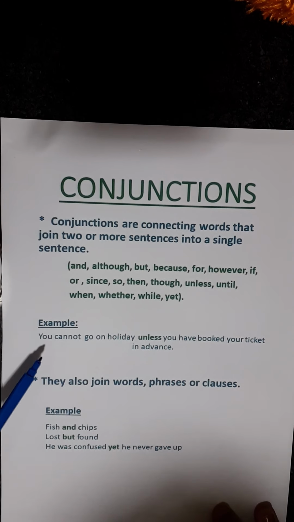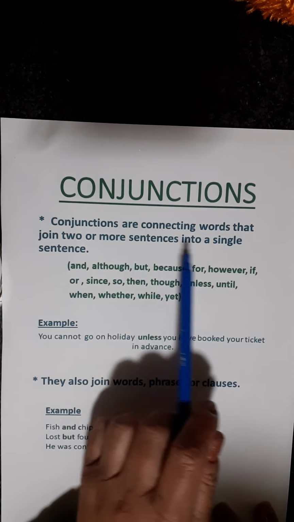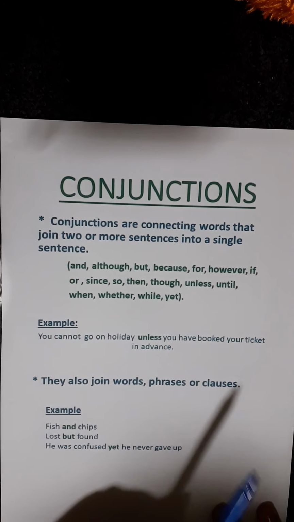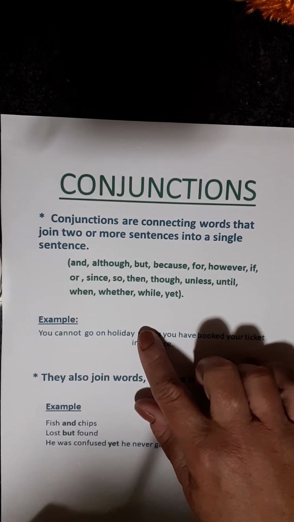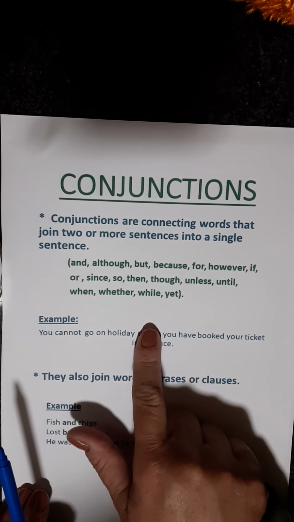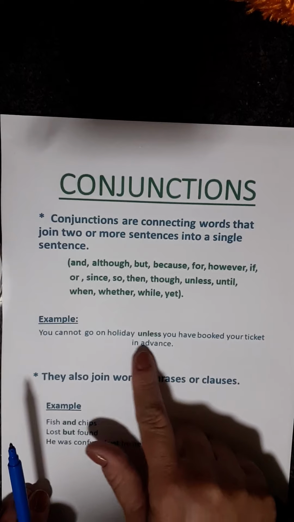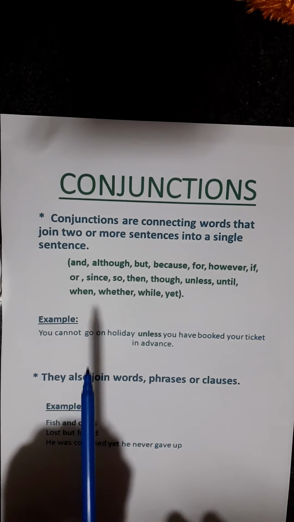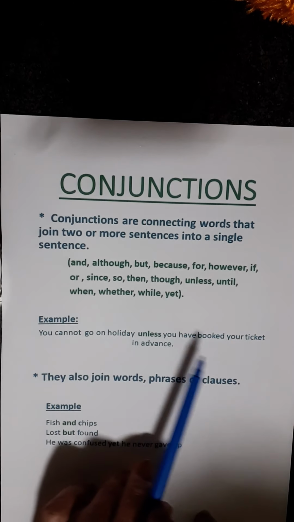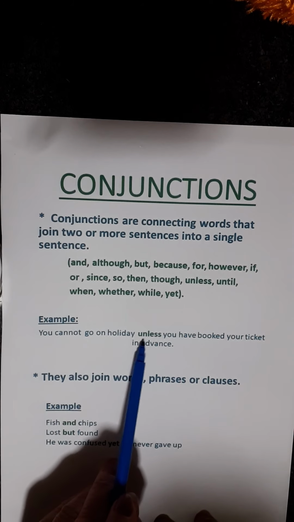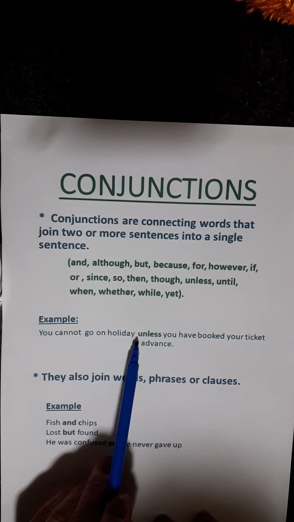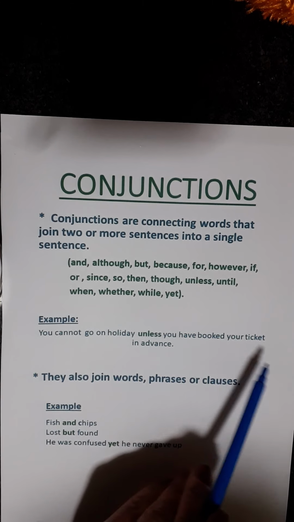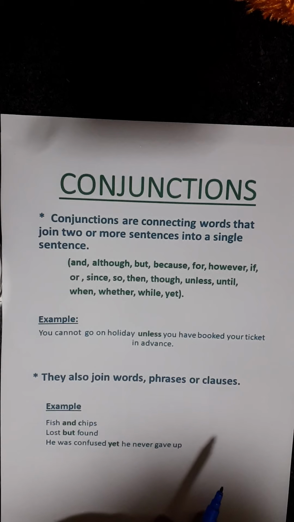The example that I would like to give you where two or more sentences are joined into a single one is: you cannot go on holiday. That is one clause, one main idea. And the next one is: you have booked your ticket in advance. You want to combine those two into one sentence or idea using the conjunction unless. So you cannot go on holiday unless you have booked your ticket in advance.